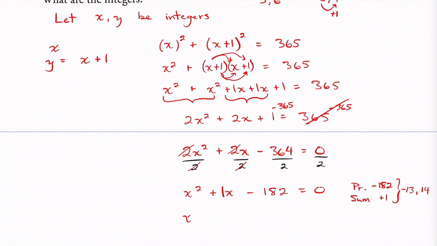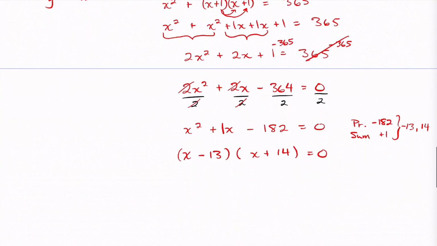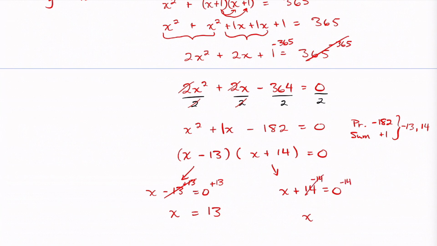Okay, so let's break it down. I got x minus 13 and x plus 14. And then we take each of those and we set them equal to 0. So x minus 13 equals 0, and x plus 14 equals 0. Okay, and then solve those. So add 13 onto both sides for this one. 13's cancel, so x equals 13. And the right one, I subtract 14 from both sides. So 14's cancel, and we get x equals negative 14.